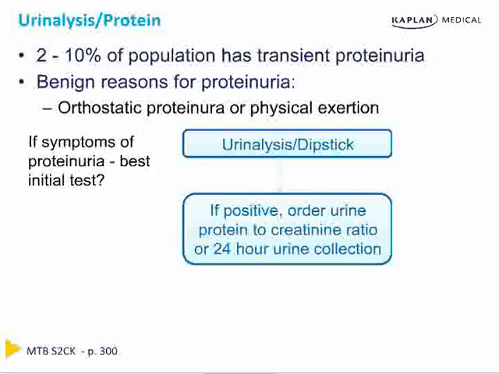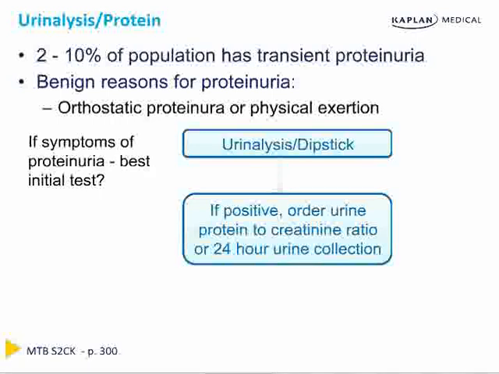The follow-up test to that is going to be either a urine protein to creatinine ratio or a 24-hour urine collection. Both of these tests are going to quantify the amount of protein in the urine over a 24-hour period. This is helpful because it helps to average out all the positional and physical activity related variation throughout the day, and it gives us a more complete picture of what's going on with the patient.